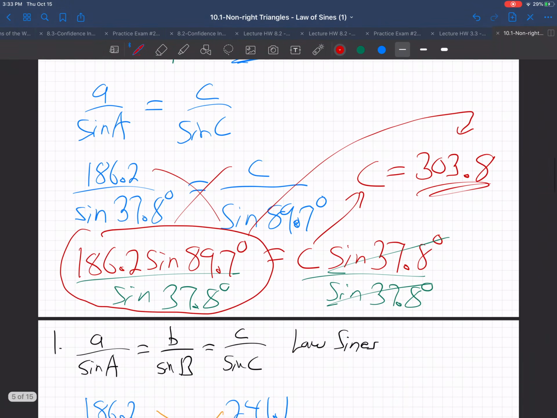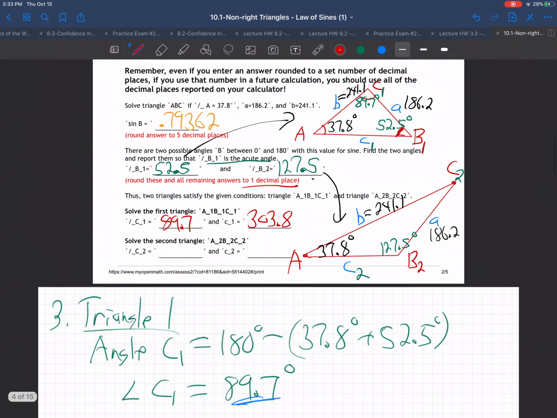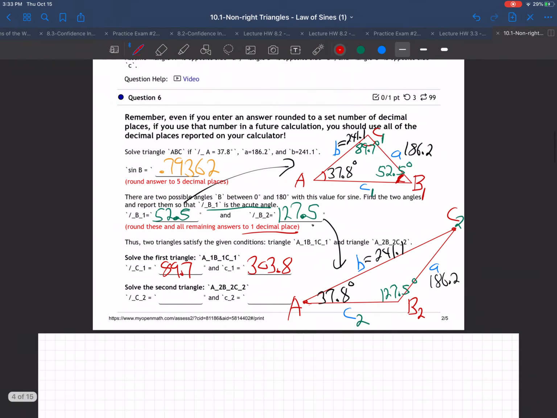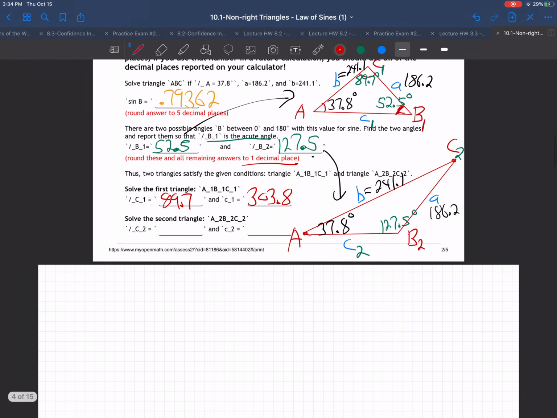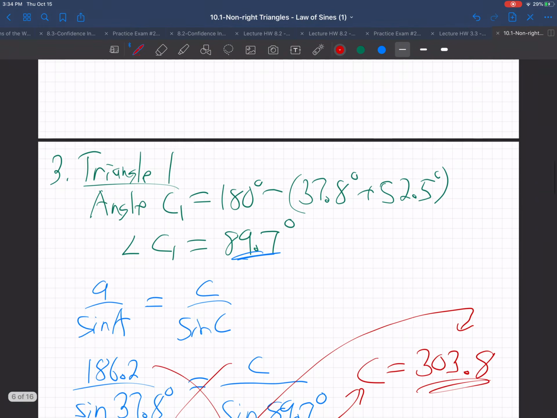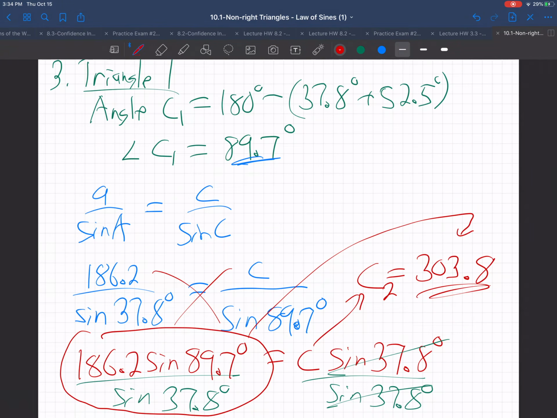Now we got all that. Now let's go to triangle 2 and finally finish this very long problem. So triangle 2, that's step 4. Going to do the same thing with triangle 2. So we're going to first find angle C2. So down here we found C2. This is C2, I should have said.